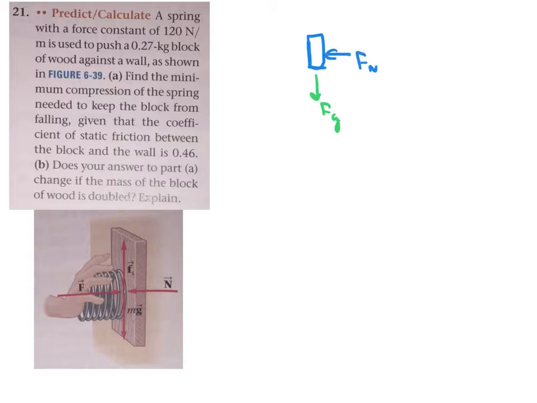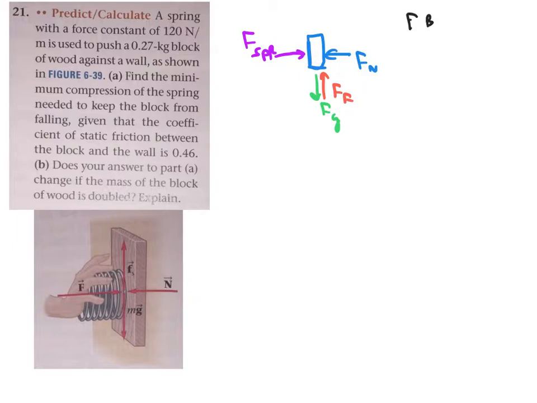We have a frictional force, which is tending to stop the block from sliding down the wall and therefore points upward. And then we have a spring force, and because the spring is being compressed, the spring force pushes against the block. So we get something like that. And then we can do our standard Newtonian analysis.